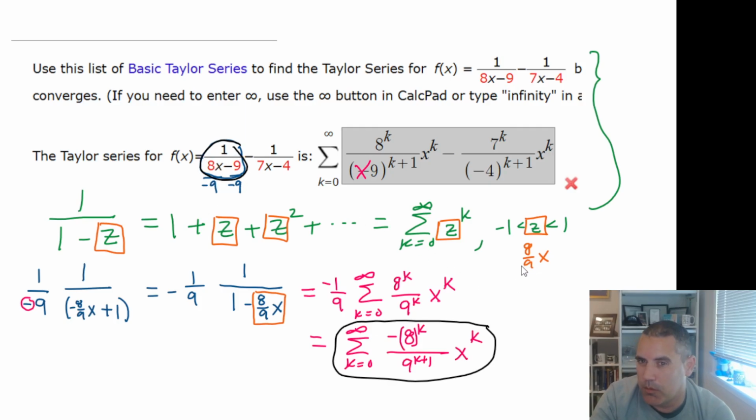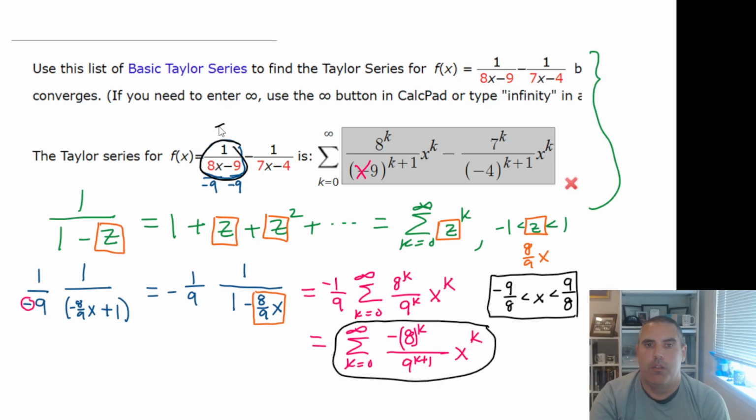And we would say the interval of convergence for that one is we'd rearrange, multiply everything by 9/8, and you'd get -9/8 is less than x is less than 9/8. So that is one of them. Now you're going to do the other one.